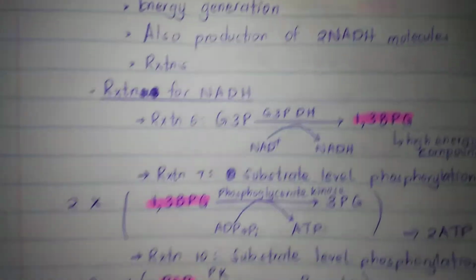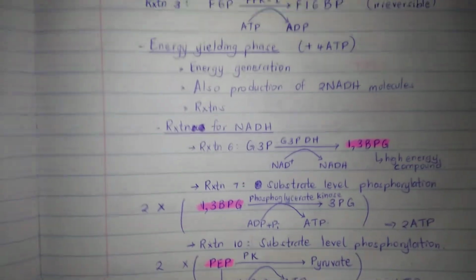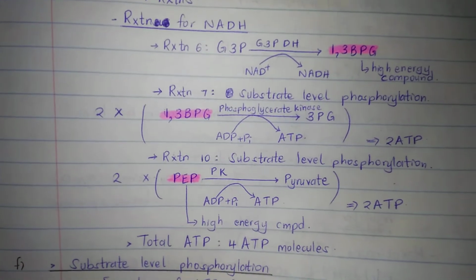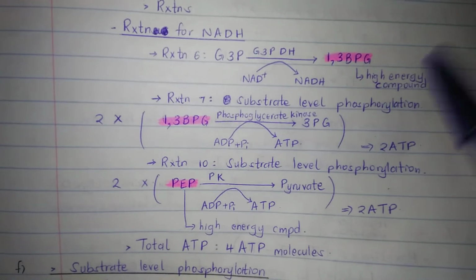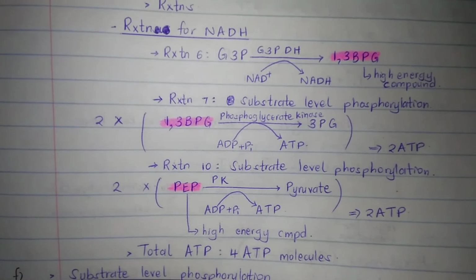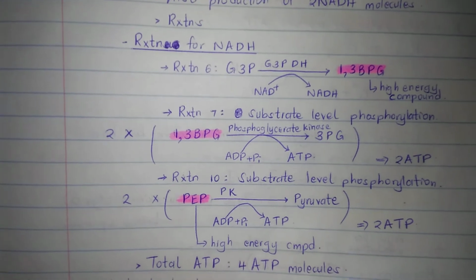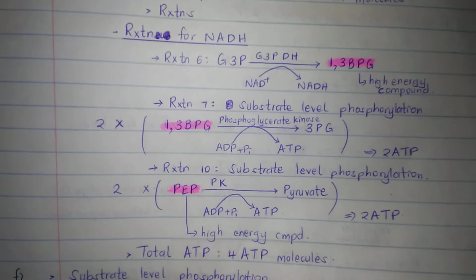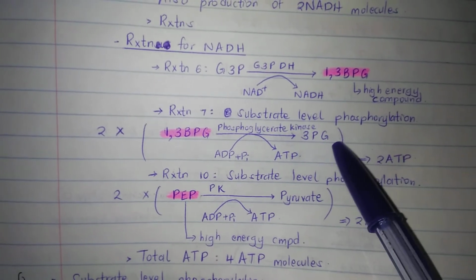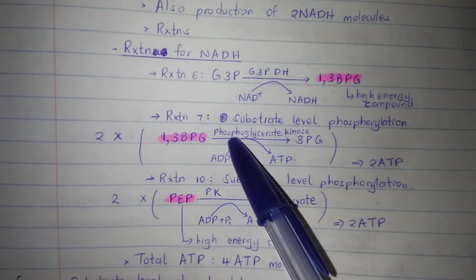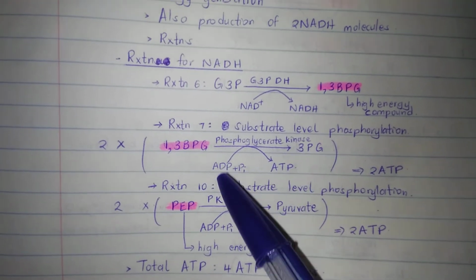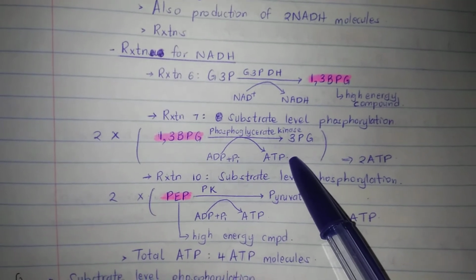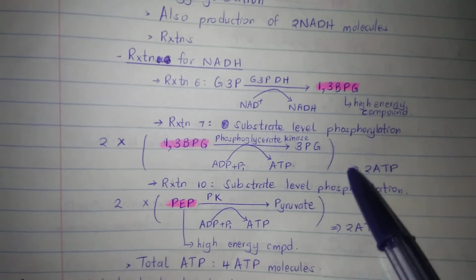The other reaction involved in the energy yielding phase would be reaction 7, and this is where we're going to talk about this part, high energy compound. So this reaction 7 is a substrate level phosphorylation, where we're going to convert 1,3-bisphosphoglycerate, which is a high energy compound, to 3-phosphoglycerate catalyzed by the enzyme phosphoglycerate kinase. And here ADP is going to be given an inorganic phosphate, and we're going to form ATP. And here we're forming 2 ATP molecules.